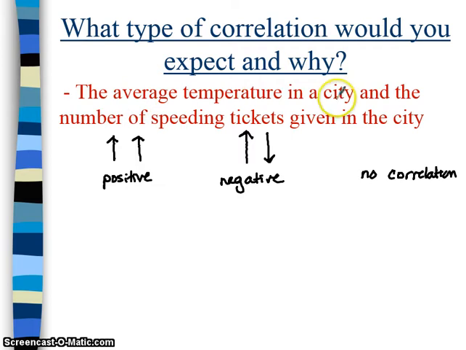So, the average temperature in a city and the number of speeding tickets. As the temperature goes up, there will be more speeding tickets. Is that true? As the temperature goes up, the speeding tickets will go down? Or is there no real link between these two? Temperature does not indicate there will be a certain number of tickets. And that's our correct answer. There's no correlation between these two because just because it's warm doesn't mean there'll be more or less speeding tickets.